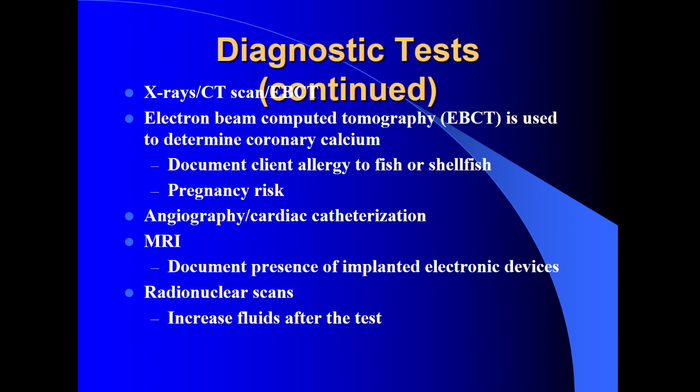Also, we can use X-ray, CT scan, EBCT. Electron beam computed tomography is used to determine coronary calcium. Document if the client is allergic to fish or shellfish. Pregnancy risks. Angiography, cardiac catheterization. MRI: document presence of implanted electronic devices. Radionuclide scan: increase fluids after the test.